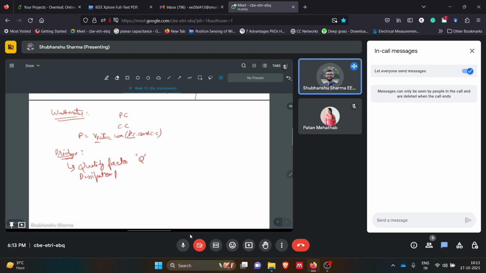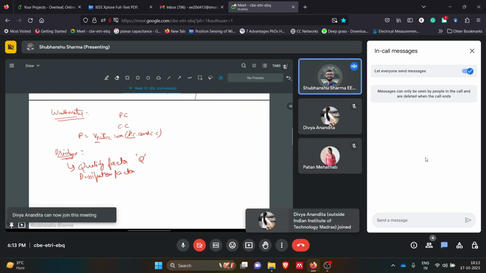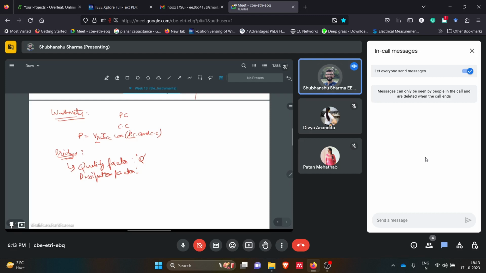In one of the live sessions, I told you about this. I have given you a table in these live sessions: what are the quality factors for each and every configuration, like series RC or parallel RC, or series inductor or parallel inductor. So you can go back and see that video lecture on this. The dissipation factor is basically D, and Q equals 1 by D normally.